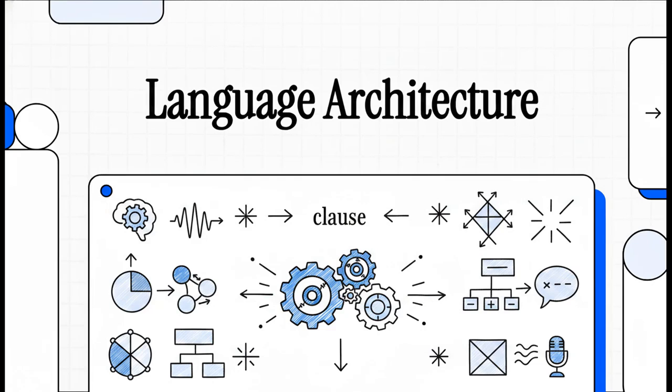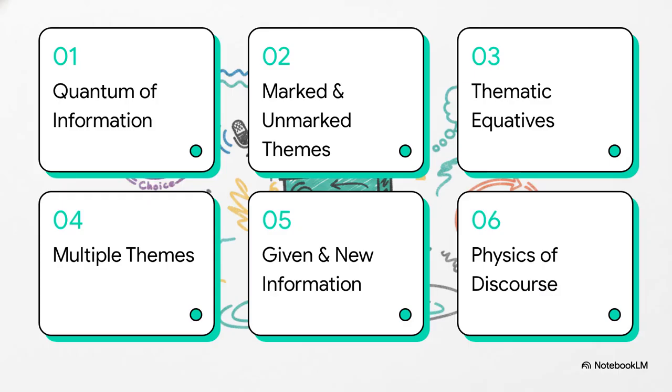Welcome to this explainer. Today we are completely deconstructing the architecture of language. We're not just staring at static grammar here, we are diving deep into systemic functional linguistics to see how a clause actually operates as the fundamental physics of communication. We're going to explore exactly how we mathematically structure meaning to physically drive discourse forward. It's fascinating stuff. Here's a quick look at the syllabus for today.